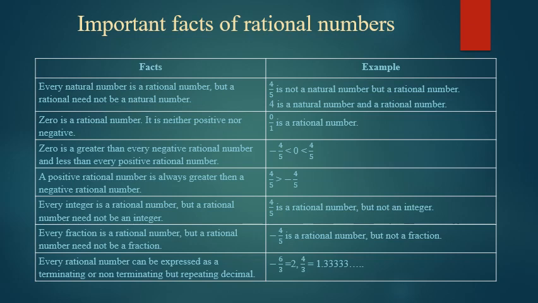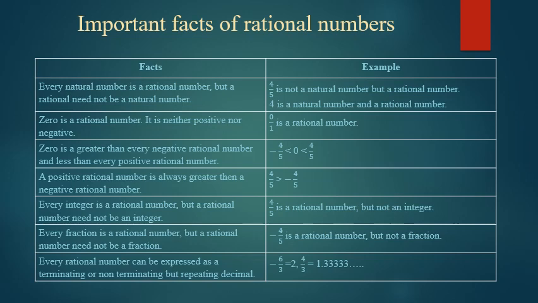Now 0 is a rational number. It is neither positive nor negative. So we can say that 0 is a rational number because it can be represented in the form of 0 upon 1, which is a form of a rational number. But it is neither positive nor negative. Another important point is that 0 is greater than every negative rational number, but it is less than every positive rational number, as shown in the example.